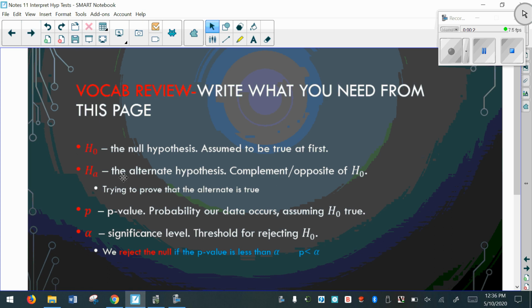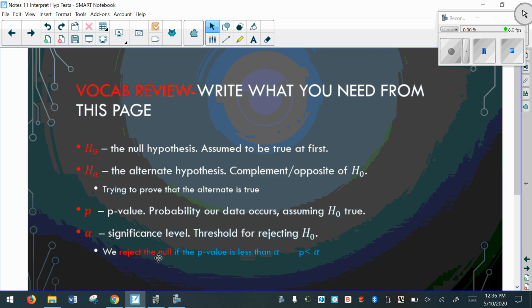Some vocab. You may have already gone over this in the previous lesson, but it is still important for you to know and write down if you may have forgotten any of the information. Remember, the H sub O is your null, H sub A is the alternate, the lowercase p is your p-value, and you have alpha, your significance level.